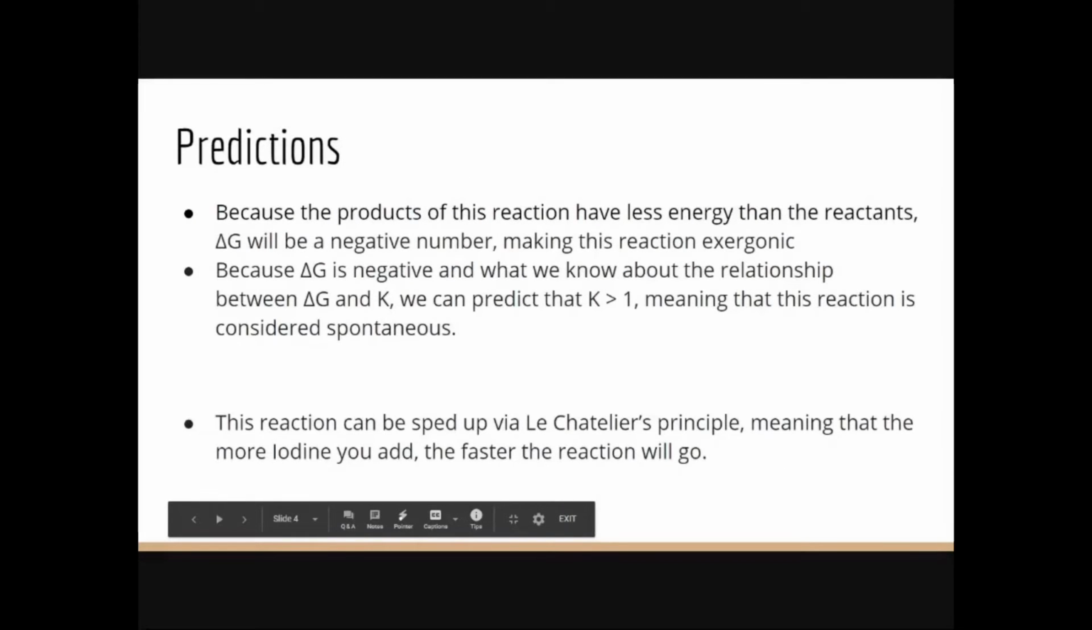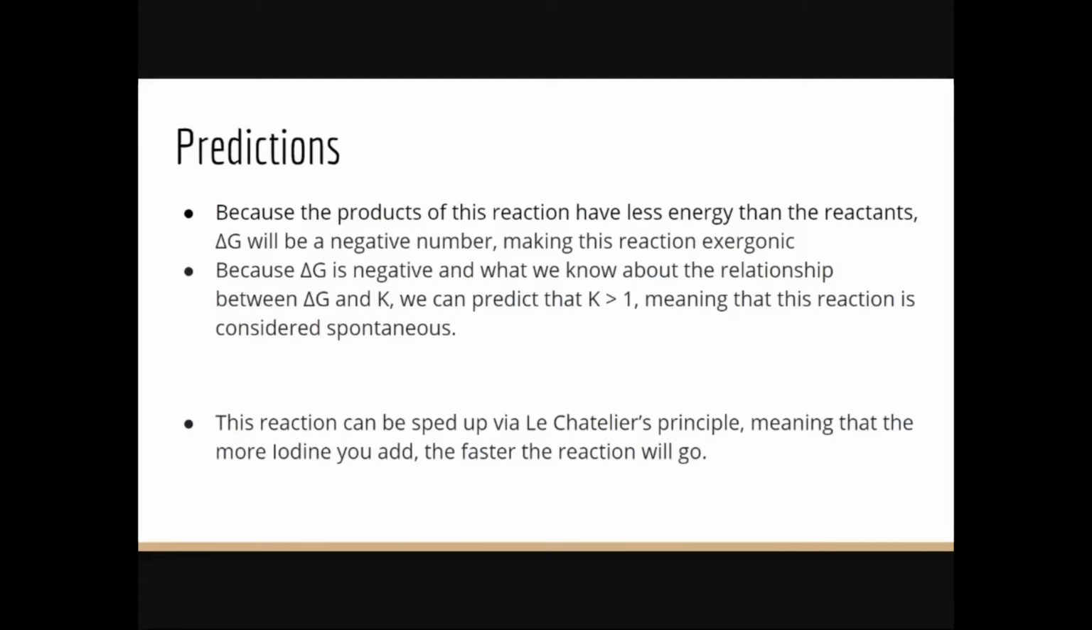Okay, also based on the reaction energy diagram, we can come up with some predictions for this reaction. Because the products of this reaction, if you remember, have less energy than the reactants of this reaction, delta G will be a negative number, making this reaction exergonic.